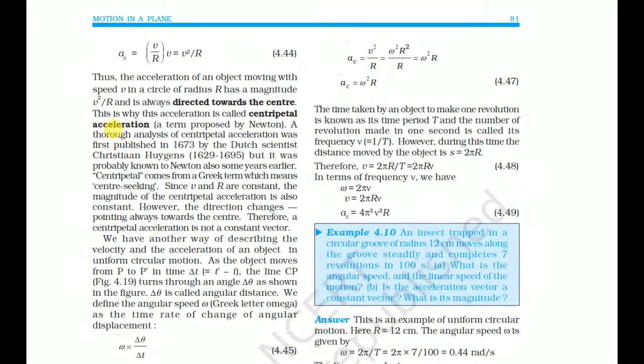Therefore the centripetal acceleration is not a constant vector.